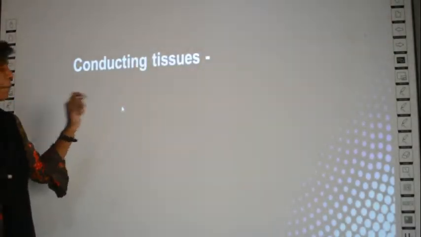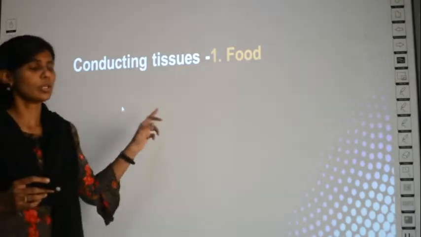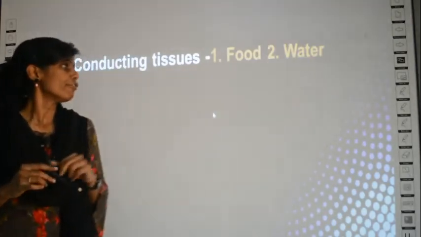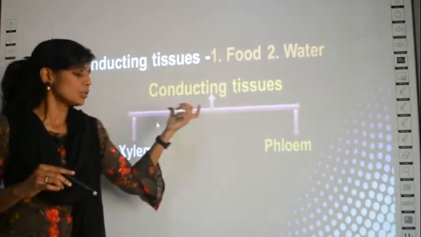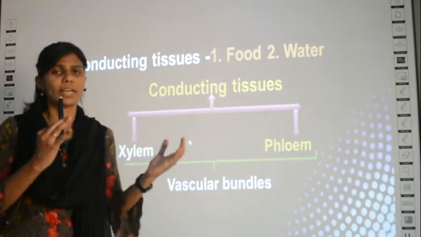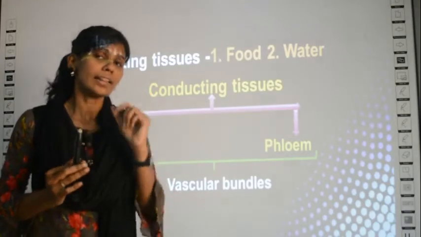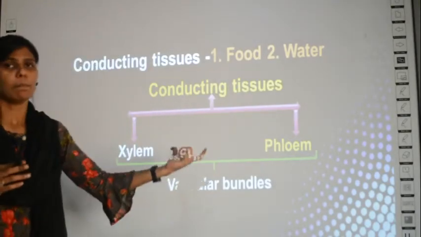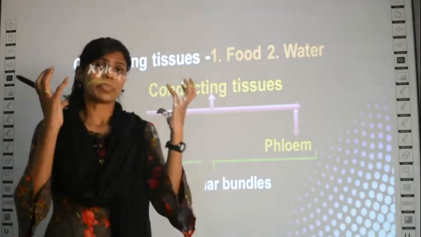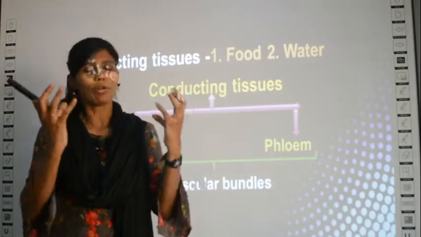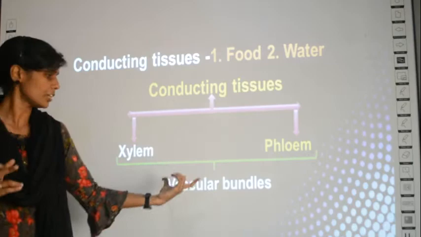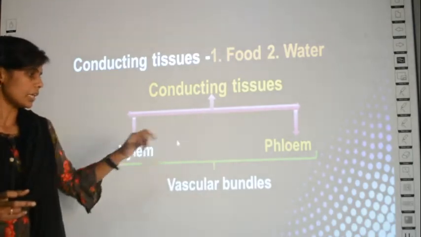Okay, let's learn some more about conducting tissues. I already told you there are two conducting tissues called xylem and phloem, which can transport food and water. Together they are called by a term, and that term is vascular bundle. So if I ask what is a vascular bundle, you should know how to tell. A combination of xylem and phloem together is called a vascular bundle.